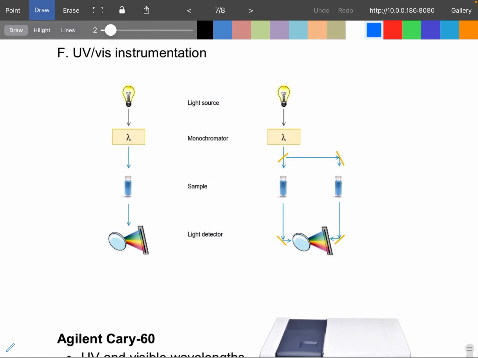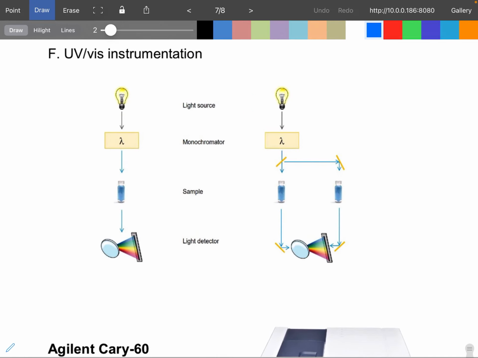I want to talk a little bit about the instrumentation and sort of the layout. I'm showing two different types here. The first one is called a single beam spectrophotometer. And it'll have a light source of some sort, whether it's UV or visible. It's going to have a monochromator, right, which is going to select the particular wavelength we want. And then we have our sample, and finally a light detector.